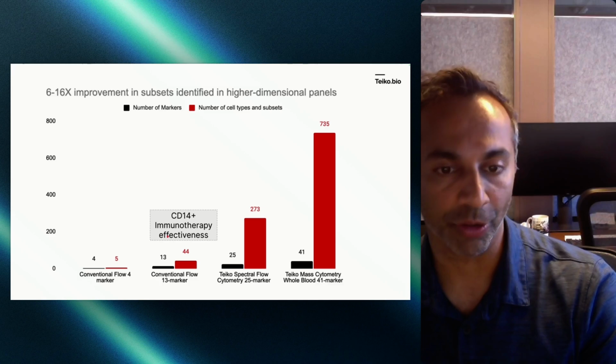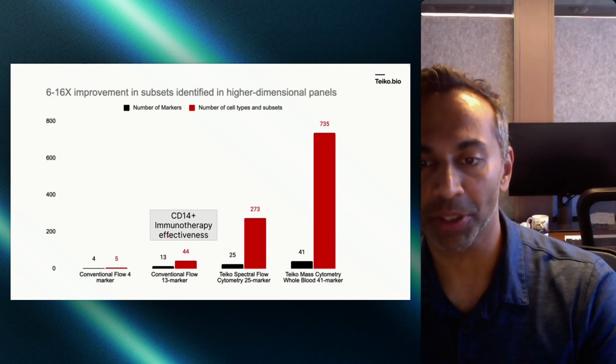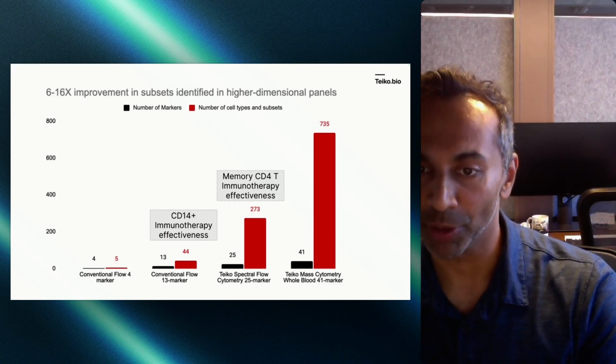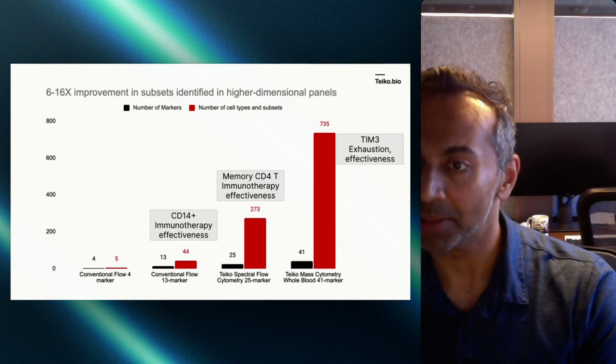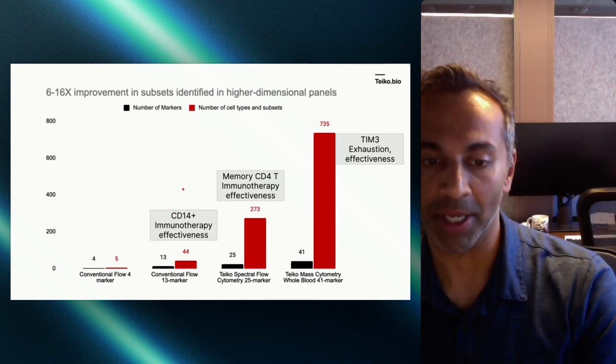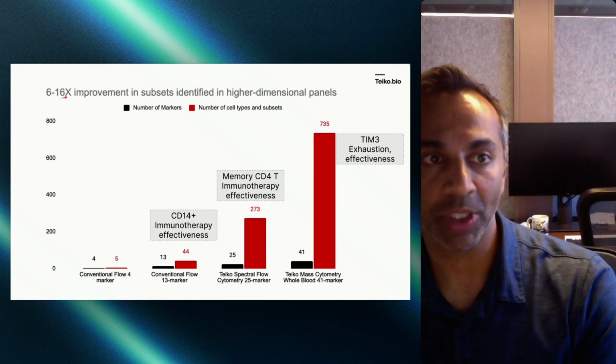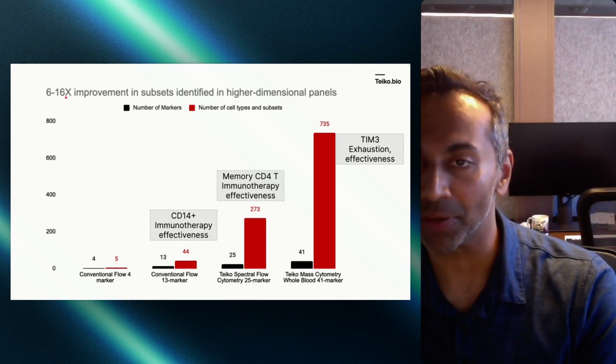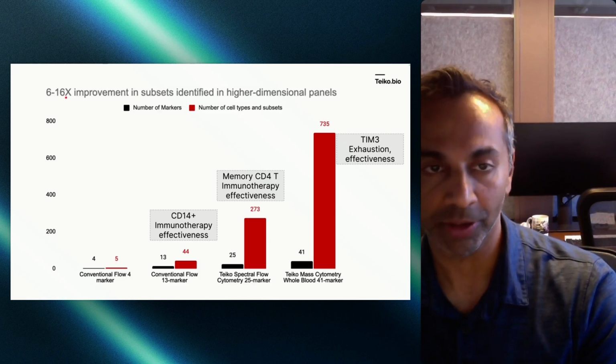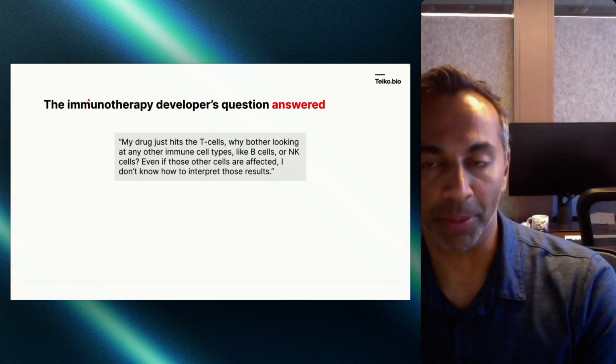41. From 4 to 13, you can find things like CD14 positive. Then you can find memory CD4 T cells. Then you can find things like TIM3, which is associated with exhaustion effectiveness. These are just case examples, but you get a 6 to 16-fold improvement in subsets identified with these higher dimensional panels. Now, this is the immunotherapy developer's question answered.